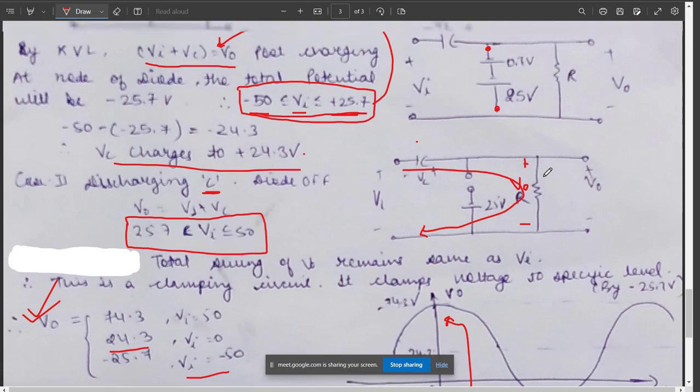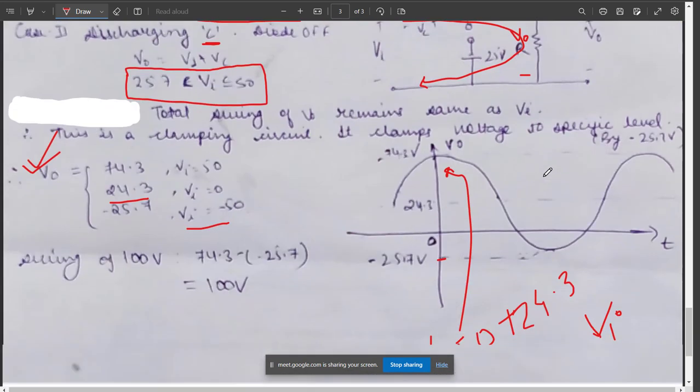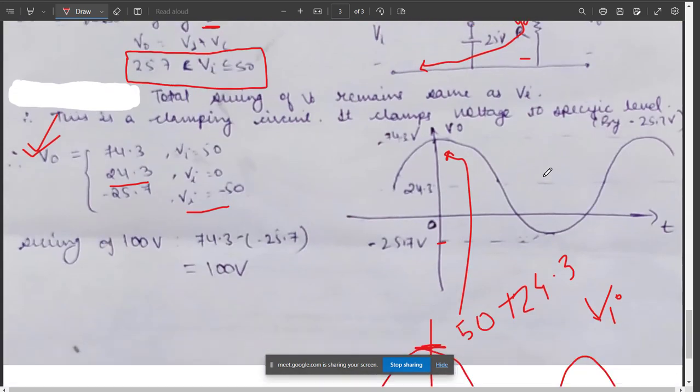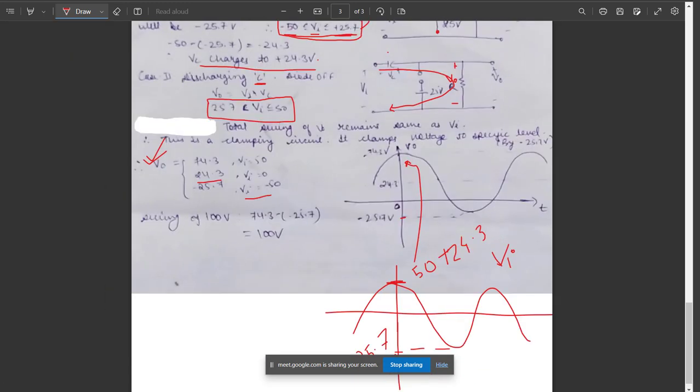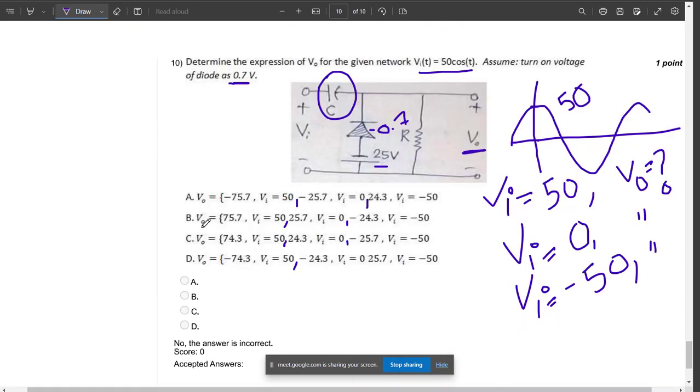Okay. Understood what is happening, how we got the end values? Yes, ma'am. What about others? Yes, ma'am. Okay, very good.